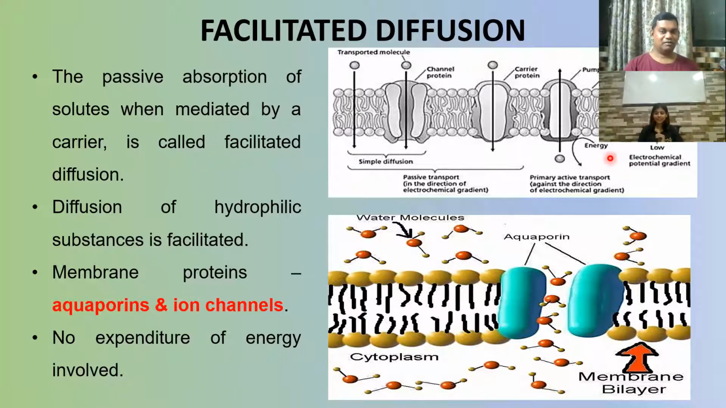That's why some proteins on the plasma membrane act as pumps. They pump the solute from one side to the other using energy. In that case, it is said to be active absorption. Understood the difference?